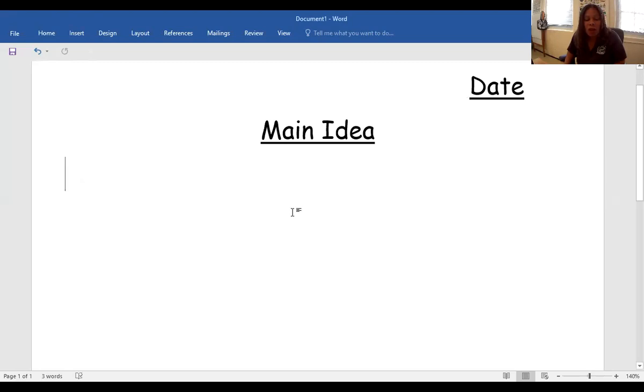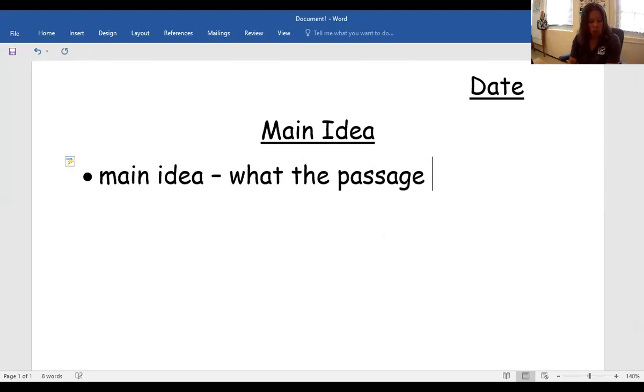Okay, so first off, what is the main idea? When you're reading a paragraph or passage, the main idea is what the whole thing is about. Okay, so that's going to be our first set of notes. So main idea, what the passage is about.